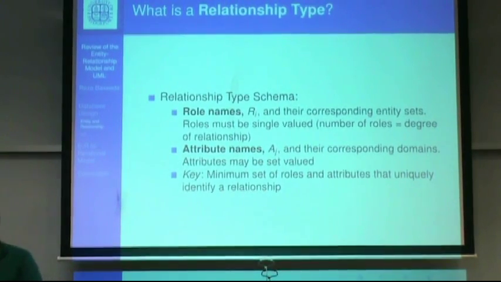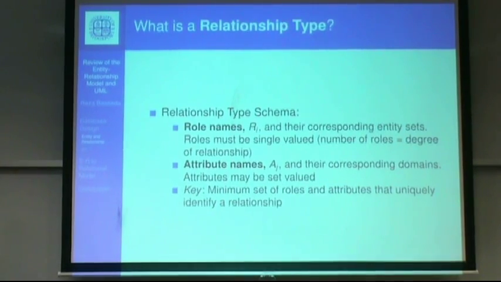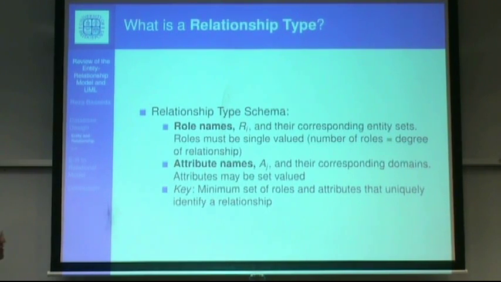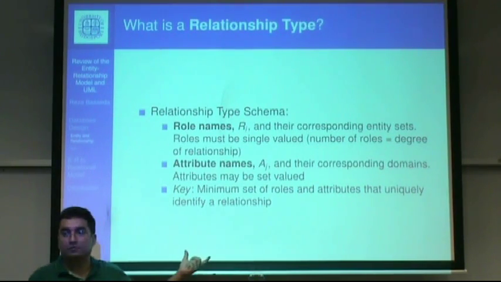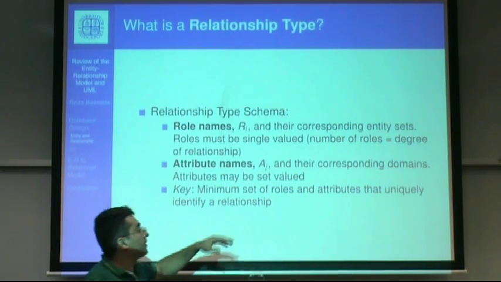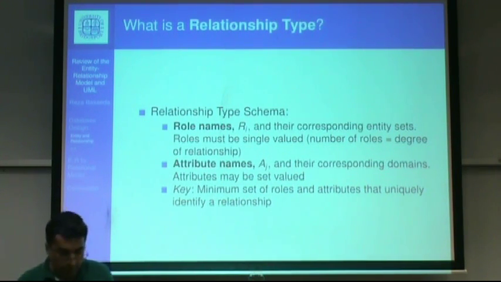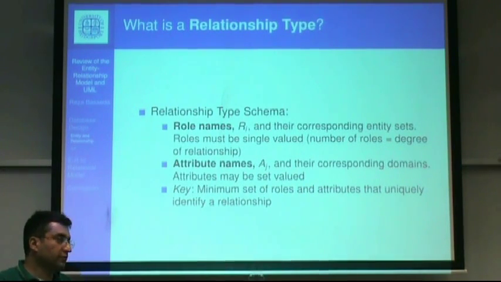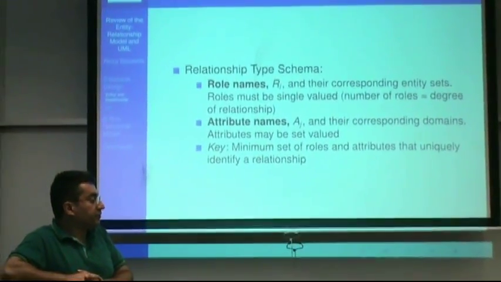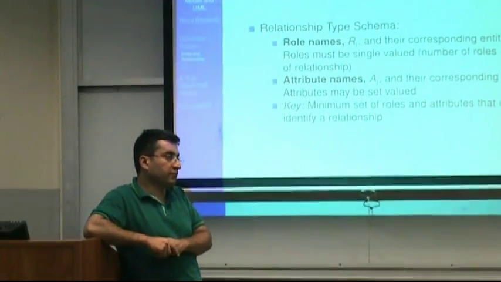So now we define a relationship type schema in terms of roles and attribute names, and then here again we define a key. So you'll see why we define the key, probably the same reason. The minimum set of roles and attributes that uniquely identify a relationship is the key. Okay? For example, for the faculty and department relationship, what would be the key?